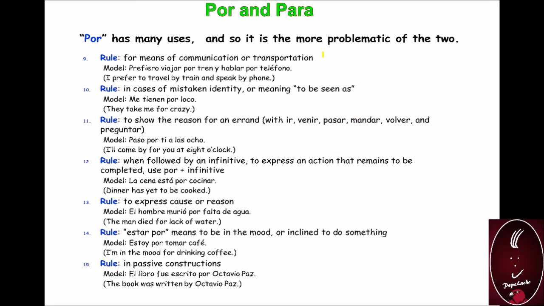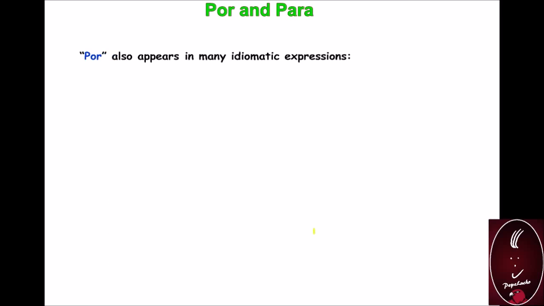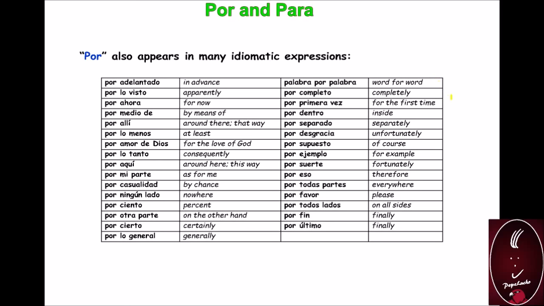for means of communication or transportation, in case of mistaken identity or means of to be seen as, to show the reason for an errand, when followed by an infinitive to express an action that remains to be completed, use por plus infinitive, to express cause or reason. Estar por means to be in the mood or inclined to do something, in passive constructions. Por also appears in many idiomatic expressions, a lot of them.